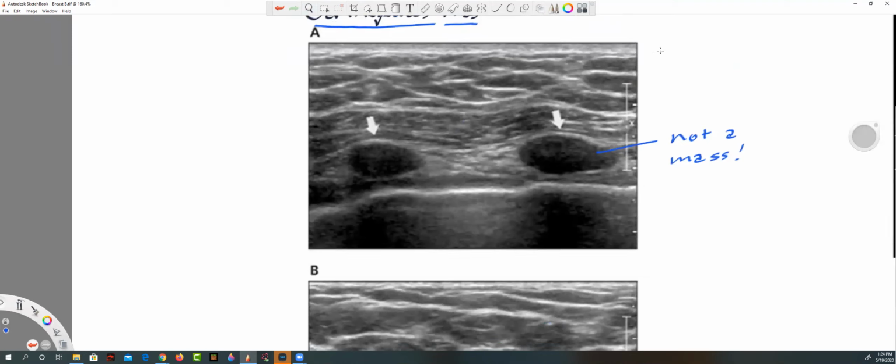So this one, like I said, this could be a male for all I know. Skin, fat, muscle. So there's no mammary layer at all here, so probably a male.